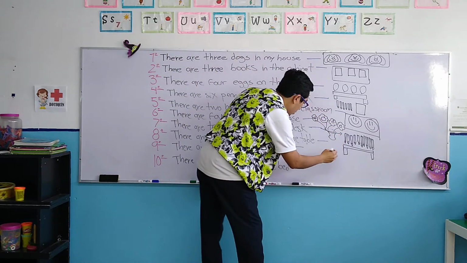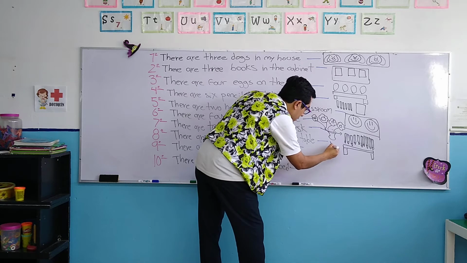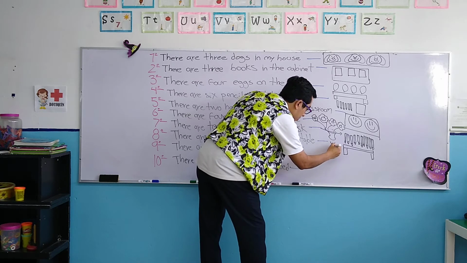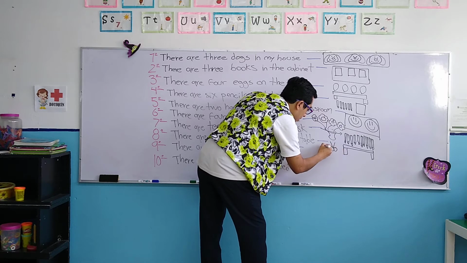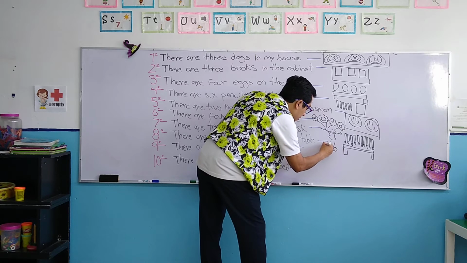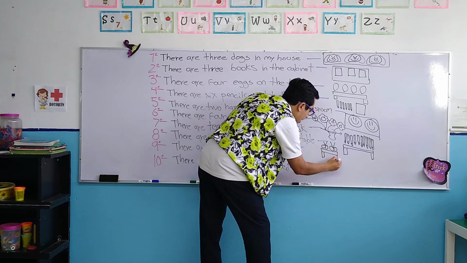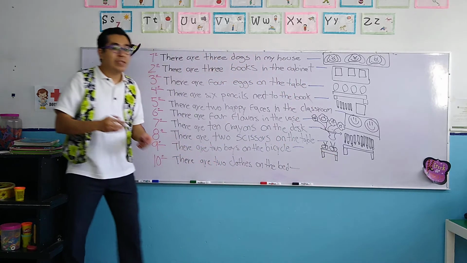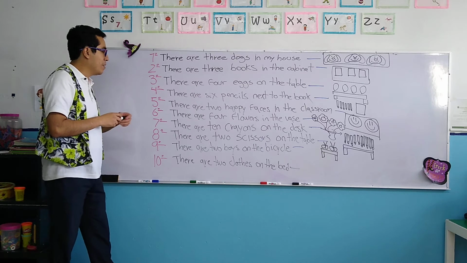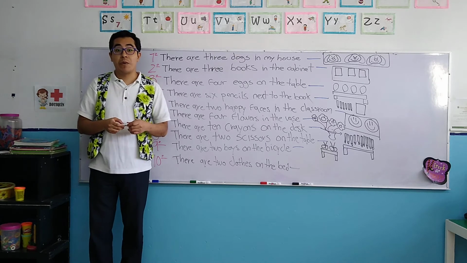2 scissors on the table. And we have 1 scissors, 2 scissors, and the scissors are on, encima, arriba, are on the table. Okay, very good. Let's continue with the number 9.